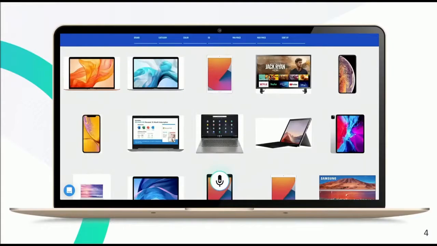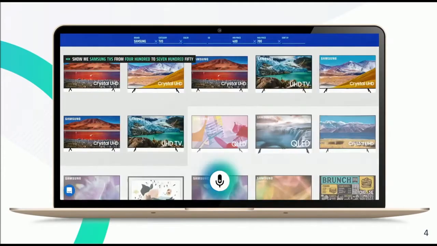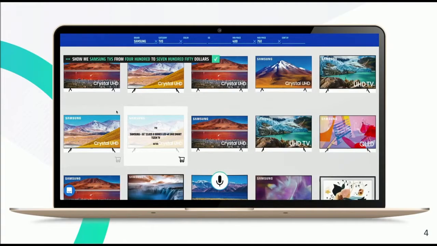Here's an example of a reactive voice UI in action. Show me Samsung TVs from $400 to $750. As you could see, it was a voice UI, but there wasn't any conversation. It was really focusing on solving the user's task as easily and fast as possible.